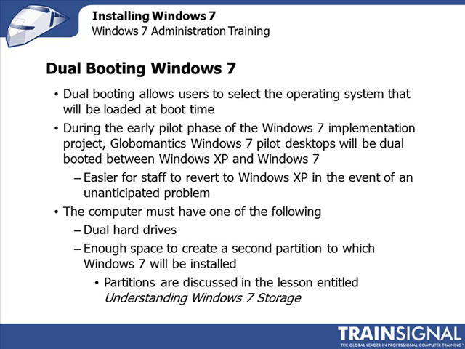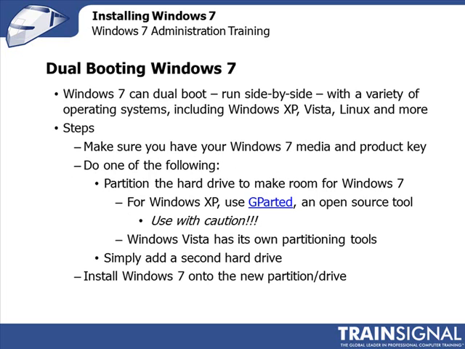In order to be able to dual boot, the computer has to meet one of the following goals. It has to have either 2 hard drives or enough space on a single hard drive in which to create a second partition to which the Windows 7 operating system will be installed. We'll be discussing partitions in the lesson entitled Understanding Windows 7 Storage. You don't have to just use Windows in order to dual boot, however. Windows 7 can actually dual boot or run side by side with a variety of operating systems, including the aforementioned Windows XP and Vista, but also Linux and others.